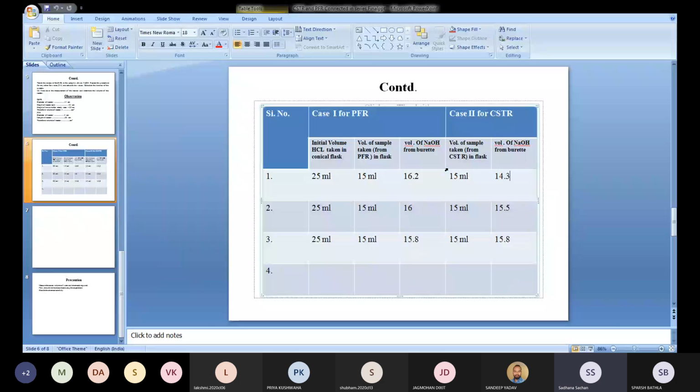We can take readings after gaining steady state, starting at initial time, then 5 minutes, 10 minutes, 15 minutes, or at t equal to 0, t equal to 5 minutes, t equal to 10 minutes. We take 3-4 readings and then take the average of these values. Similarly, we do this for the PFR and take the average. So now, how to do the calculations here?